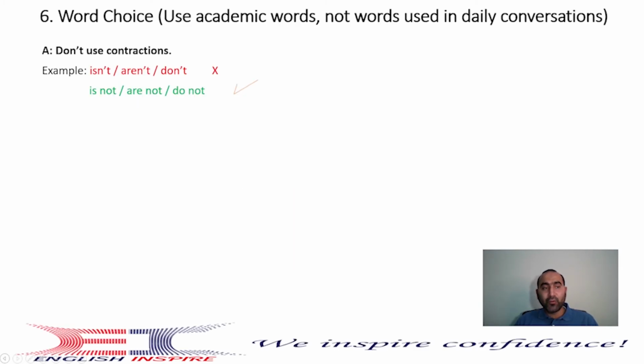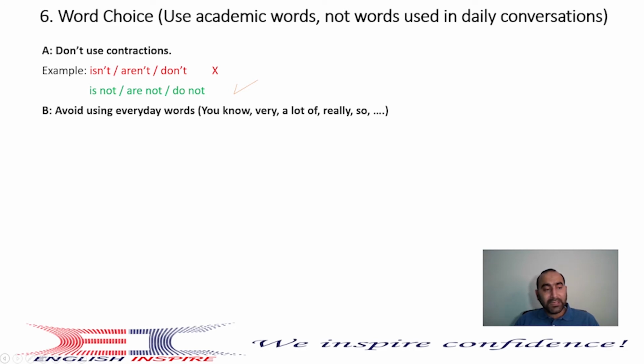Number 6, word choice. This is again another important element in academic writing. Try to use academic words in your writing. Try to avoid using words that we use in our daily conversations. The first point in this category is don't use contractions. So try to avoid using contractions in your writing. For example, try to avoid the contraction form of isn't. Try to use the full form of isn't as is not. The same with aren't, the same with don't.